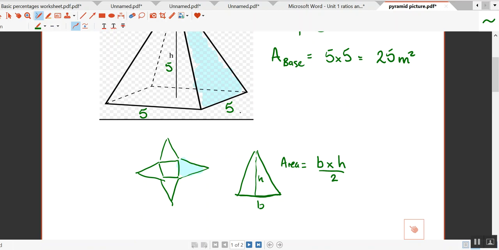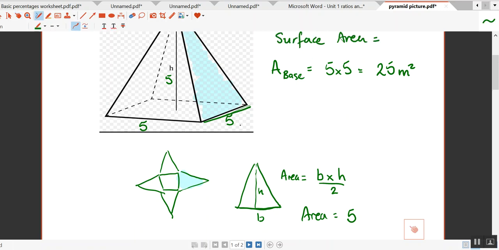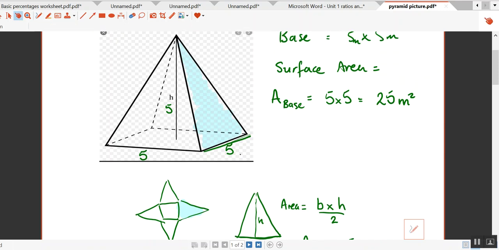Alright, let's just check. So what is it? The area of that triangle is, base is 5, that's the base. What's the height? It's not 5. Good. Why is it not 5, Steph? Because that's the height of the whole thing and it's a 3D shape. So that's the point here, I think. You realise the height of the pyramid is not the height of the triangle.